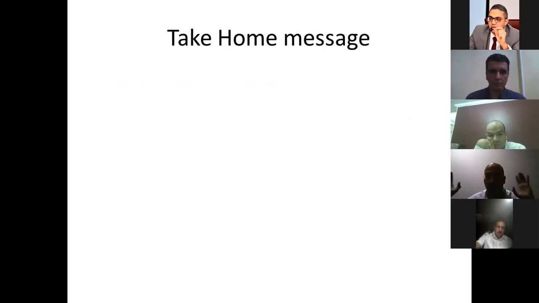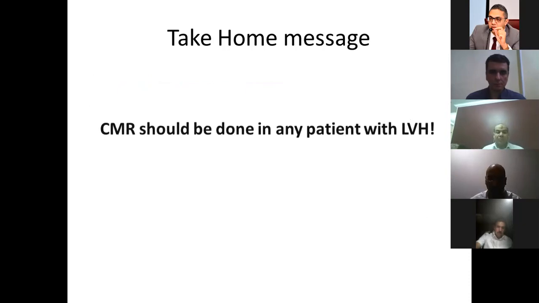So we ran through all the data that the cardiac MRI can give us in this disease, and my take-home message is simply CMR should be done in any patient with LVH.